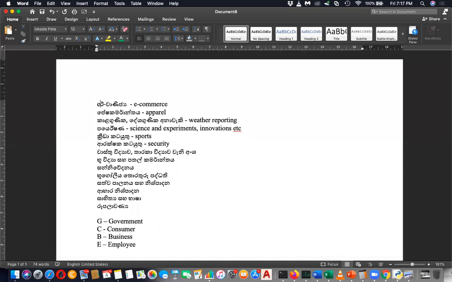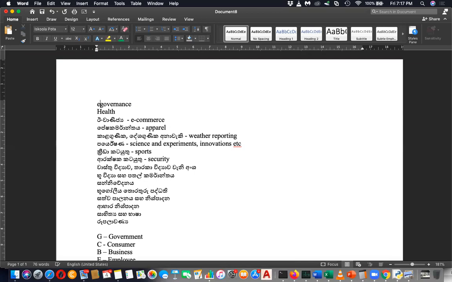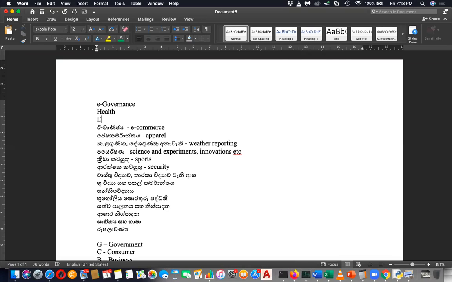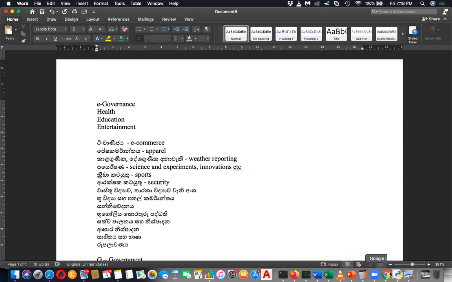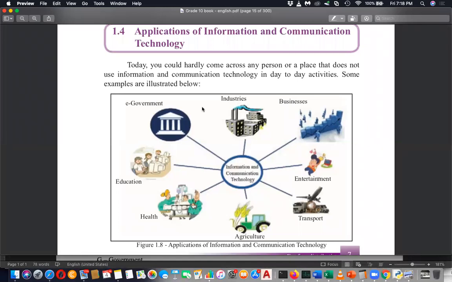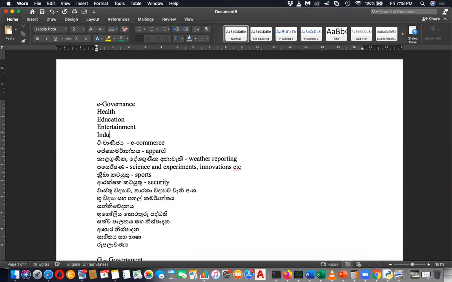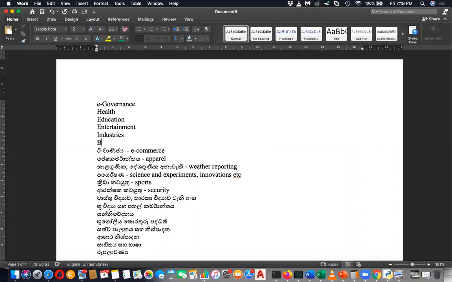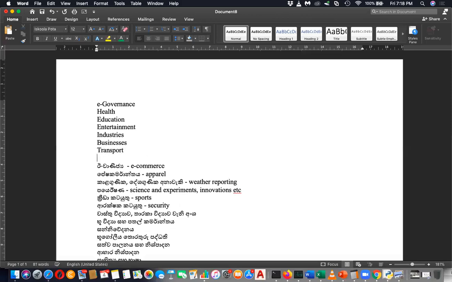E-governance, health, education, entertainment. What else? Industries, business, transport, agriculture.